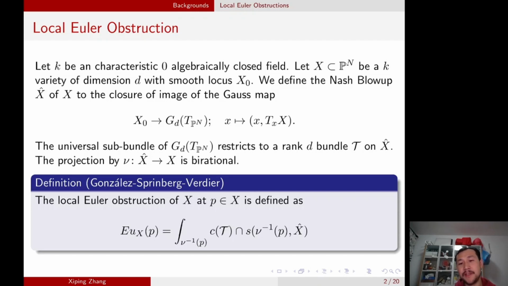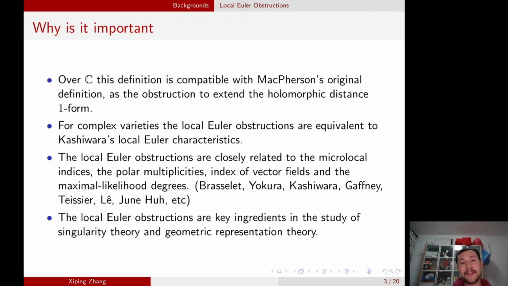And for any point P in X, we define the local obstruction of X at P to be the integration along the fiber of the Chern class of this Nash tangent bundle with the Segre class. This definition was due to Gonzalez-Sprinberg and Verdier, and they extend the original definition by MacPherson to an arbitrary algebraically closed field. Over complex numbers, MacPherson originally defined the local obstruction to be the obstruction to extend the holomorphic radial one-form, after you pull back to the Nash blowup and extend from the boundary to the center.